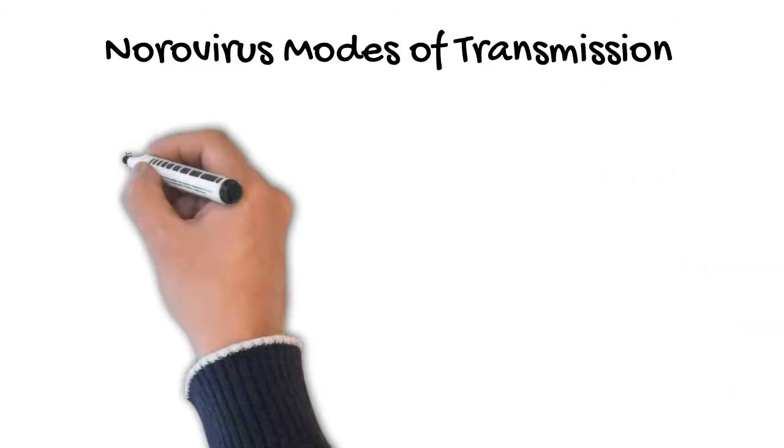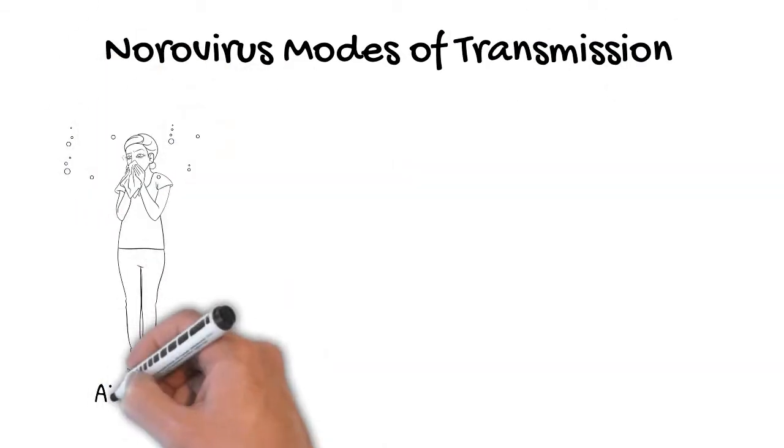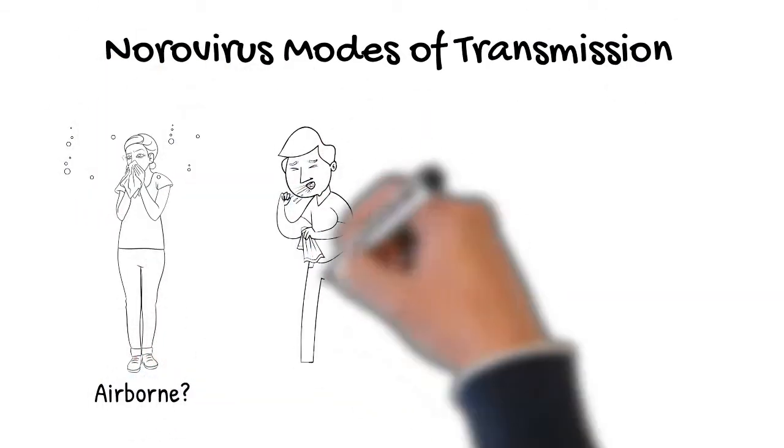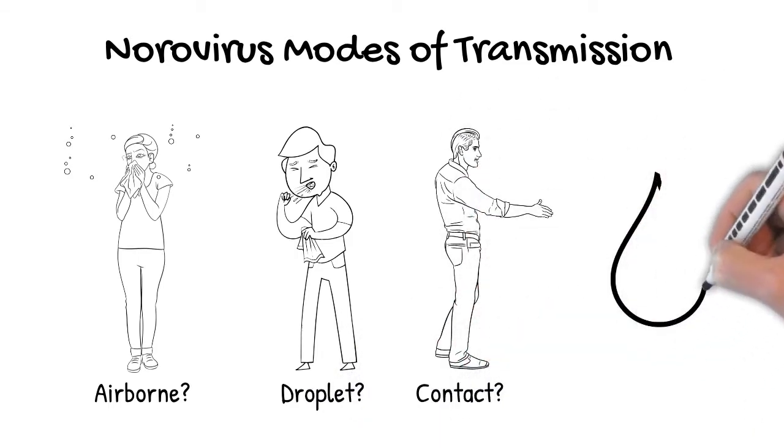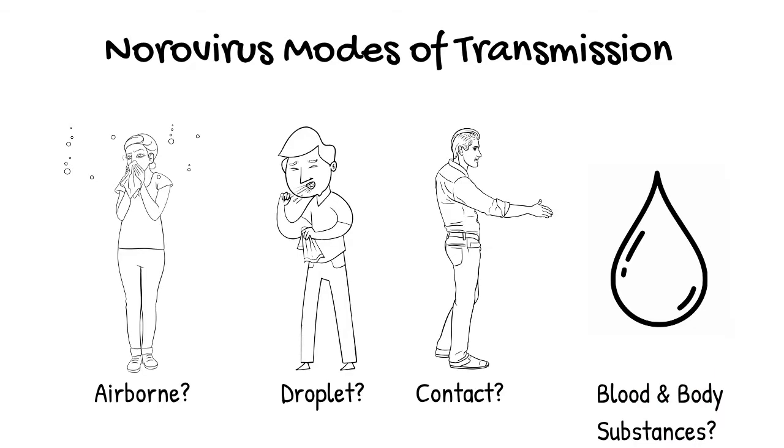Explaining its modes of transmission is also important. How does norovirus get transmitted? What examples can be given? How may this be seen in the aged care setting?